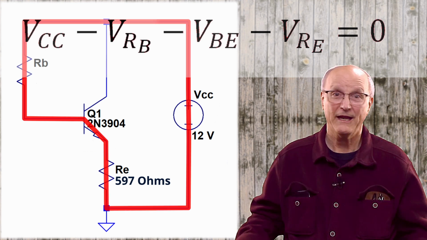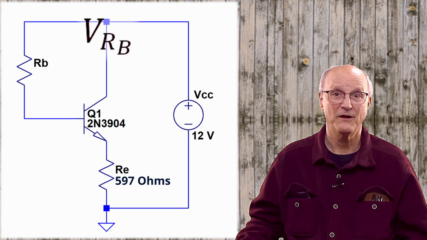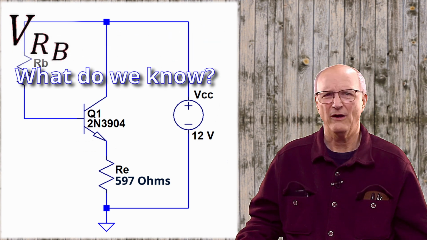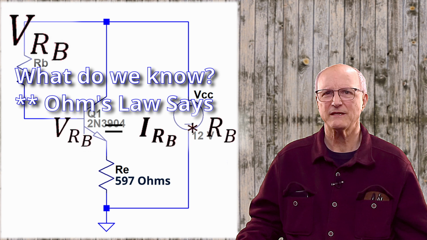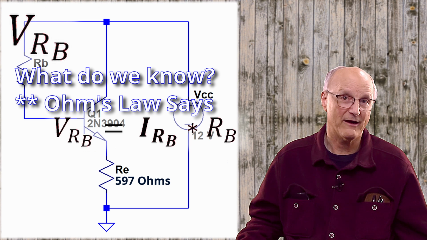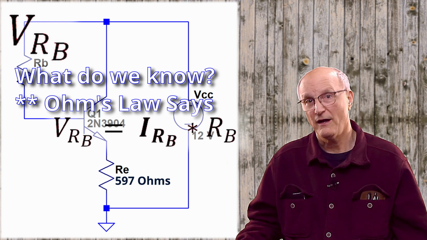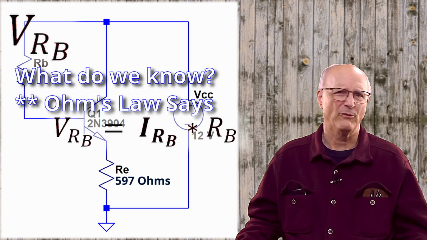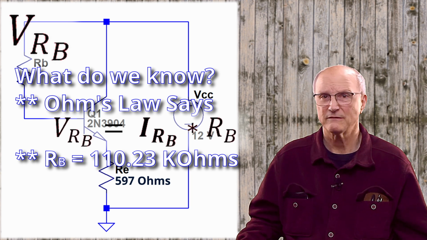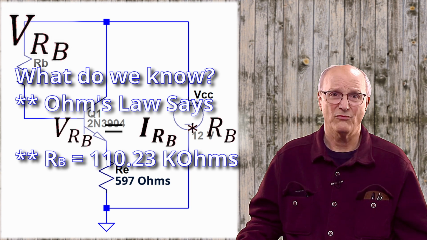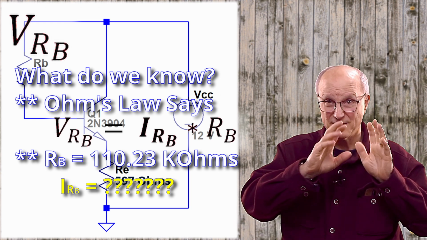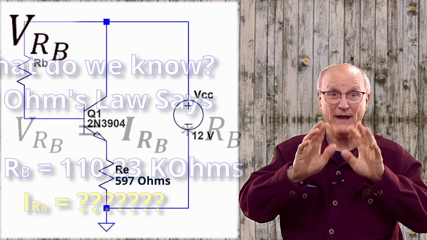And the first thing is the voltage across the base resistor, V sub RB. So we ask, what do we know about it? Well, we know that Ohm's law tells us that the voltage across RB is equal to the current through it, IRB, times the value of it, RB. And we know that the value of RB is 110.23 k ohms. Problem is, we don't know the base current. Well, we'll double back on this. Let's just set this on the shelf for now. We'll come back to it.